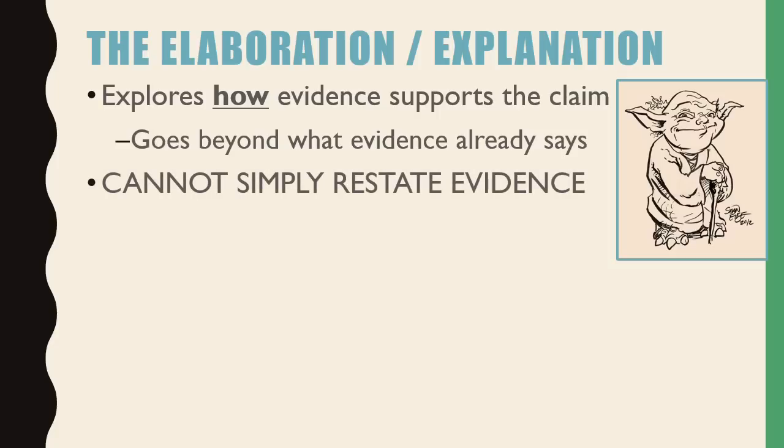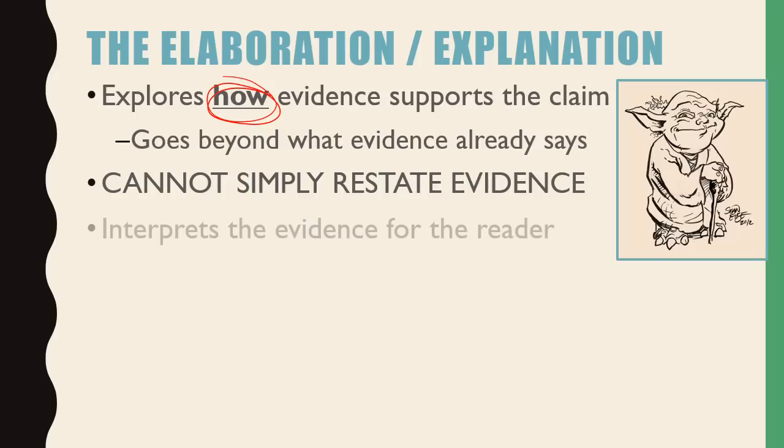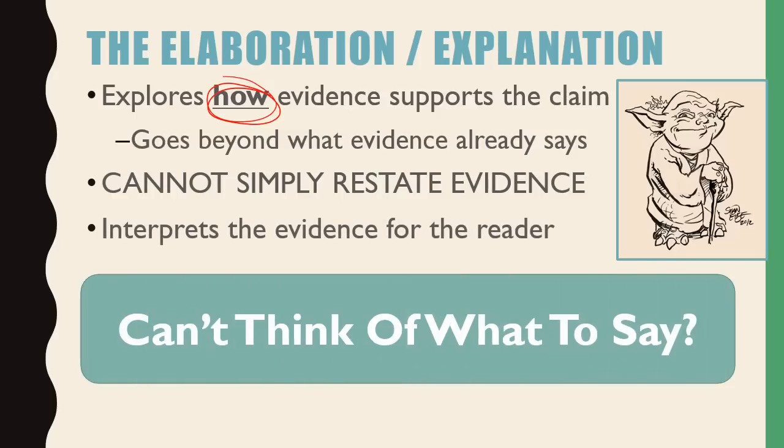So what you can't do is restate the evidence. You can't just say, as you can see, the evidence said blah, blah, blah, because we've already read the evidence. We already know what the evidence says. Again, you need to go back to, well, how does this evidence now elaborate on the claim? So you're interpreting the evidence for the reader. And this is really hard for people. A lot of times they ask, how do I elaborate on it? I don't know how to elaborate on it. It's definitely a skill that you have to gain.